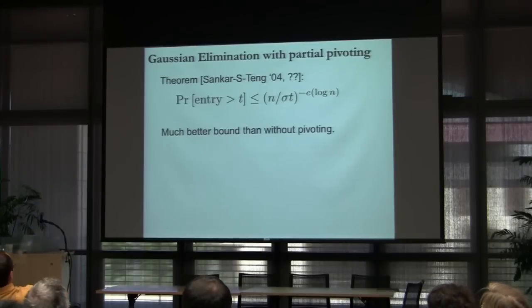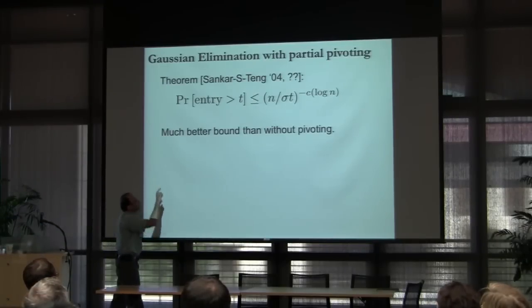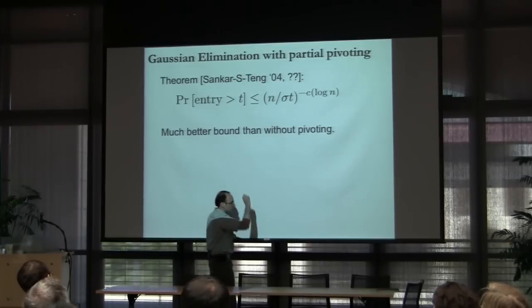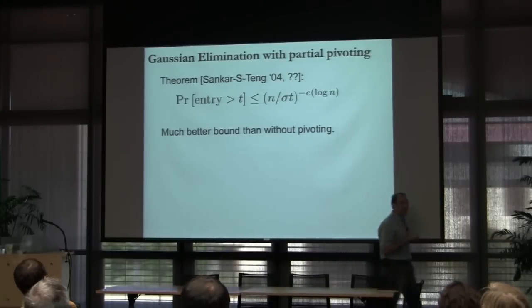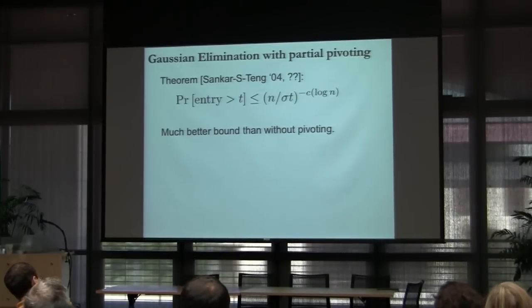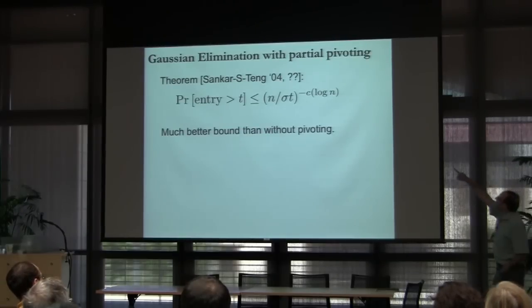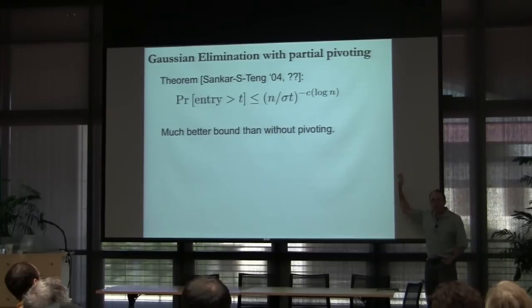So here's a theorem that Shuanghua Tang and Arvind Sankar and I proved about partial pivoting. It says the probability that you get an entry larger than t grows like, we've got factors in n in the perturbation, but t to the minus order log n. I would really like that to be about t to the minus n. So far, we know about t to the minus log n. Maybe it's log squared n.